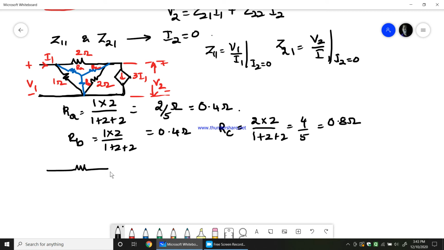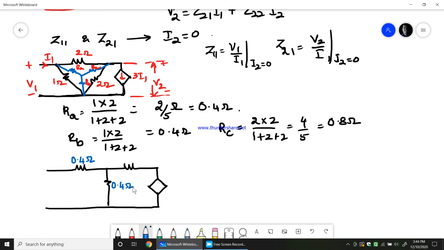Now I'll get a star network in this way. This is RA, which is 0.4 ohms. This is RB, which is again 0.4 ohms. Now this is RC, which is 0.8 ohms. So this is I1, V1, and this is 3 times I1, and this is V2. Now we can apply KVL for this.